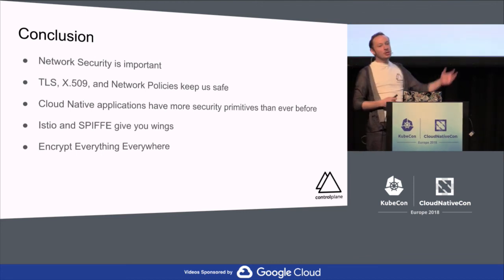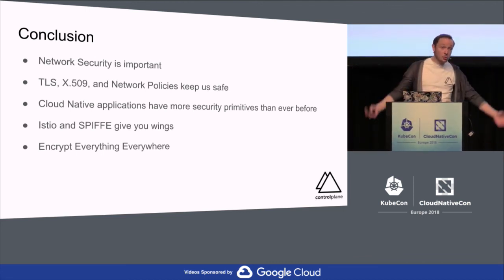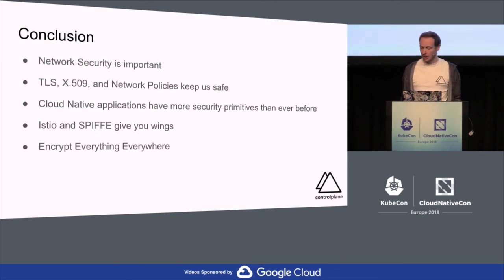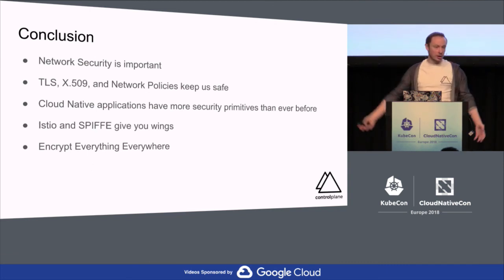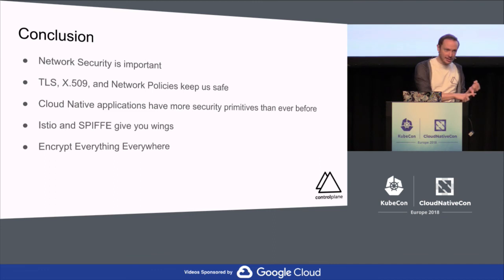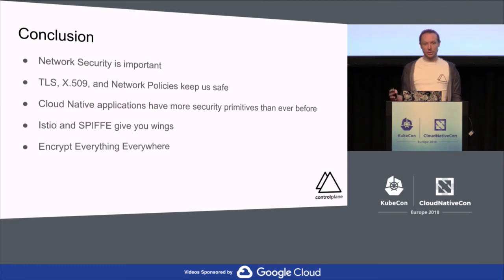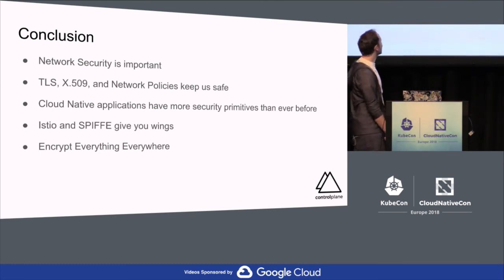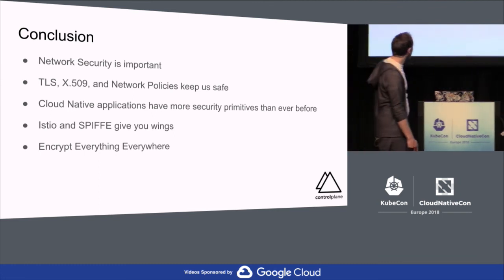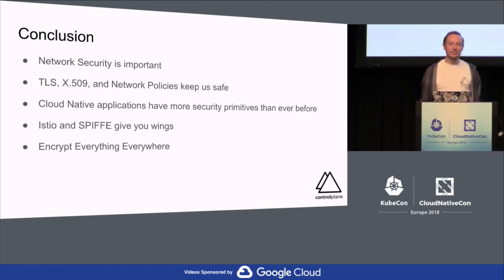Cloud-native applications have more security primitives. There is a much wider attack surface exposed by the complexity of Kubernetes, so we do need to run automatic test workloads, continuous security, constant verification that what we put in place yesterday is also in place tomorrow, and that any changes as we ship features do not impact the baseline security of our systems. Istio and SPIFFE give you wings, and please encrypt everything everywhere.